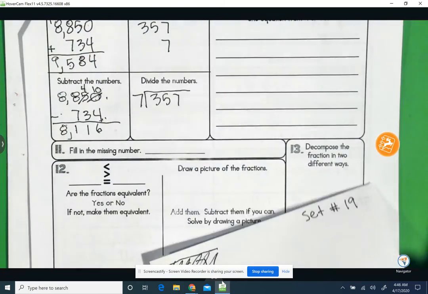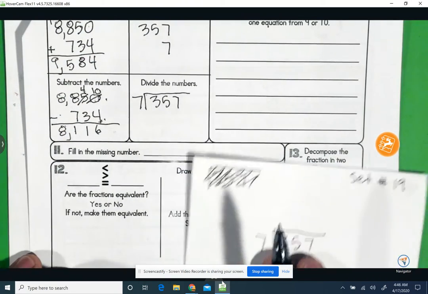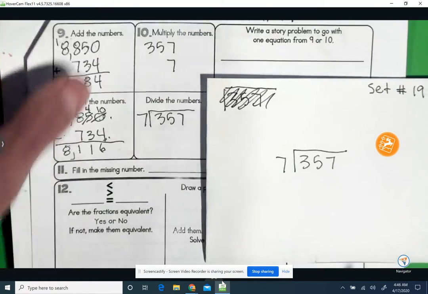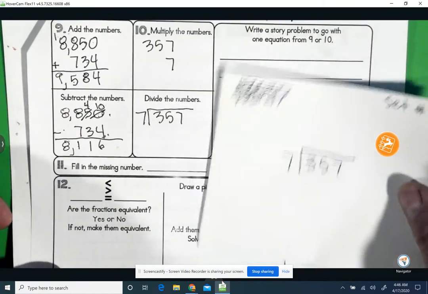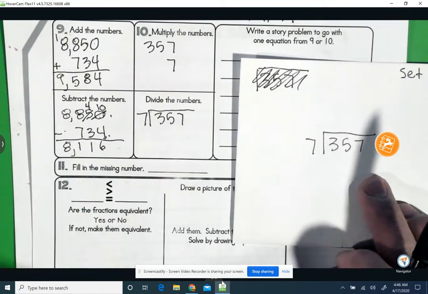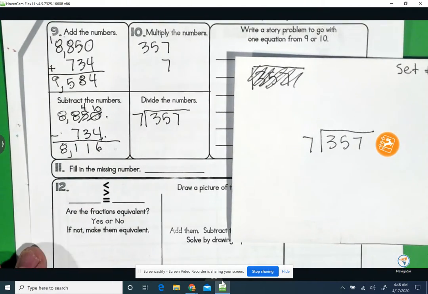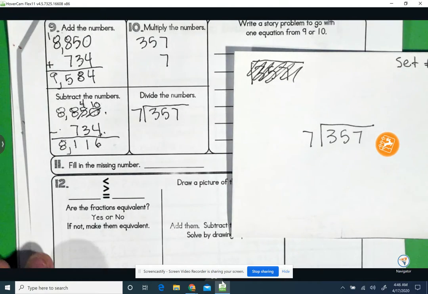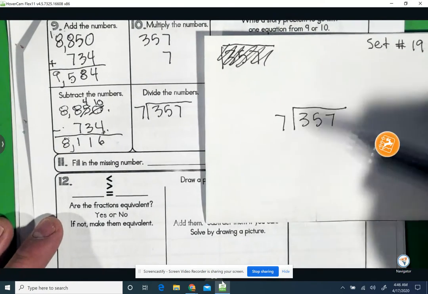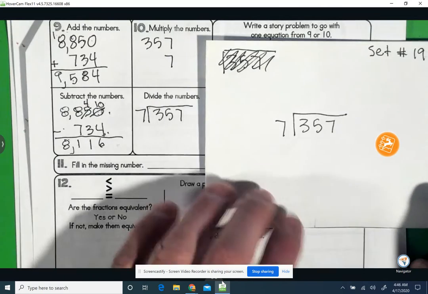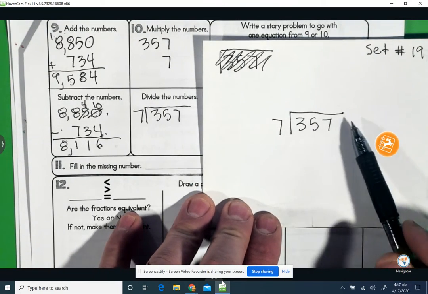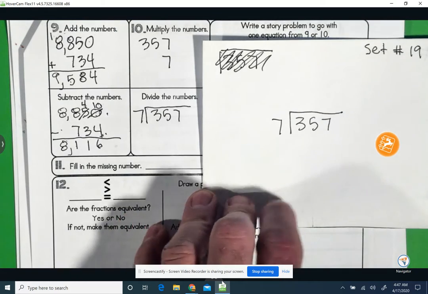The second part of number 10 is to divide these numbers. Notice I'm using a piece of scratch paper here. These boxes do not provide us with the room that we need to successfully solve these problems in an organized way. So that's why you see here a piece of scratch paper being used. I'm looking at this long division problem. Remember our number 1 rule, right?